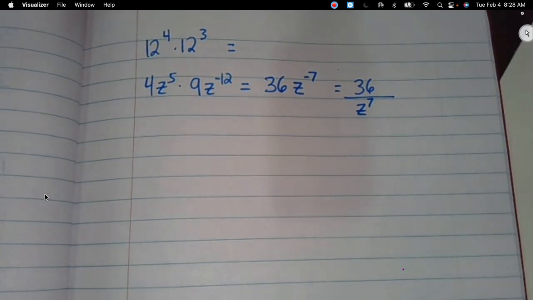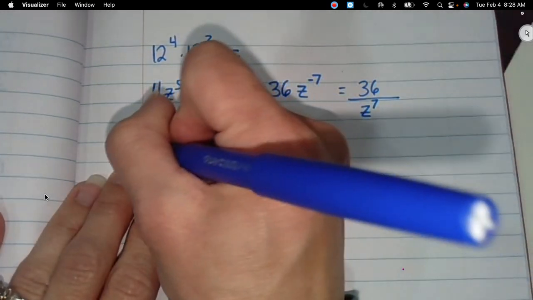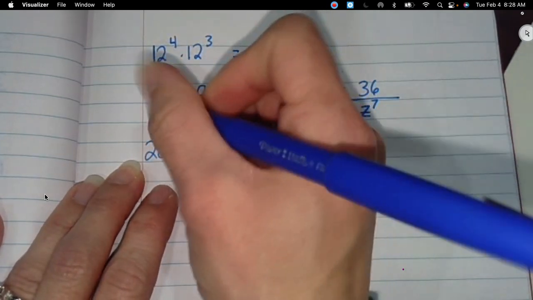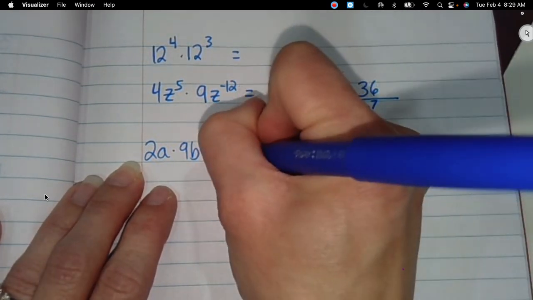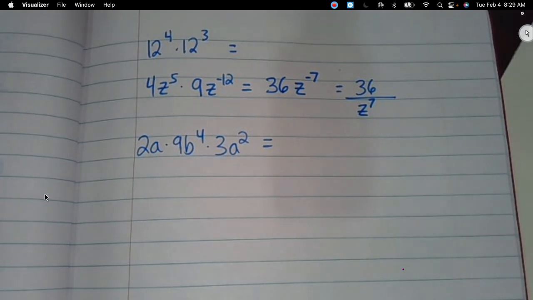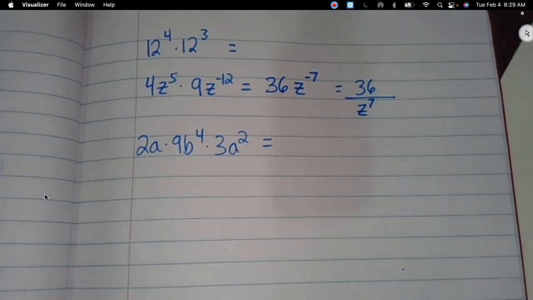Maybe a little bit, maybe not. All right, next, so you're just using your rules. Anything to the 0 power is 1. Negative exponents, we move. Okay, if we're multiplying, we're going to add our exponents. Here we're multiplying. So let's do another one. What if we have, let's see, 2a, this is similar to one I did. 2a times 9b to the 4th times 3a squared. Okay, so we can multiply all the numbers out front. We call those coefficients, by the way, the number. So we can multiply 2 times 9 times 3. What is that going to be?